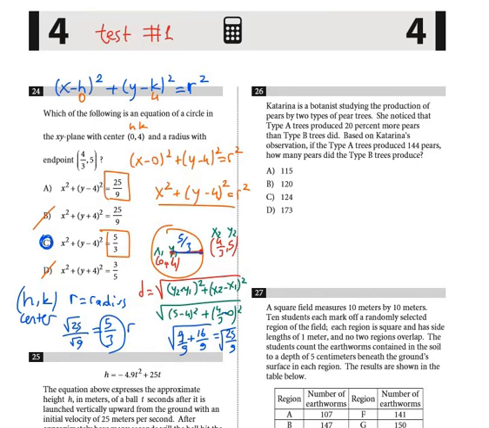Question number 26. Katerina is a botanist studying the production of pears by two types of pear trees. She noticed that type A trees produce 20% more pears than type B trees did. So as we are reading, let's table it. So we have type B pear trees and type A. We don't know how many type B is producing, let's call it x. But we know that type A produced 20% more than type B. So 20% more than that means 1.2 times x.